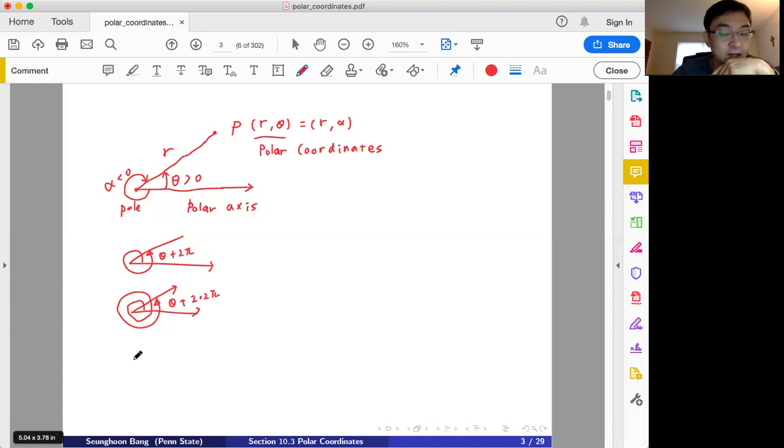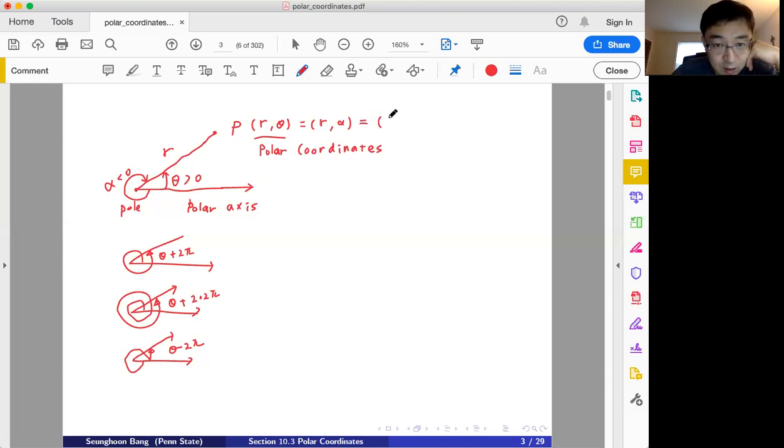Another way is the opposite direction. We have the clockwise direction, minus 2 pi plus theta. This is theta minus 2 pi. So we have infinitely many possibilities. What does it mean? We have a general form.